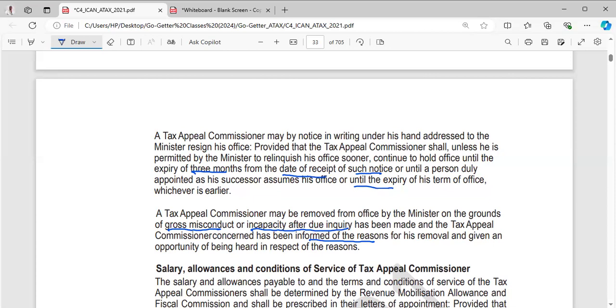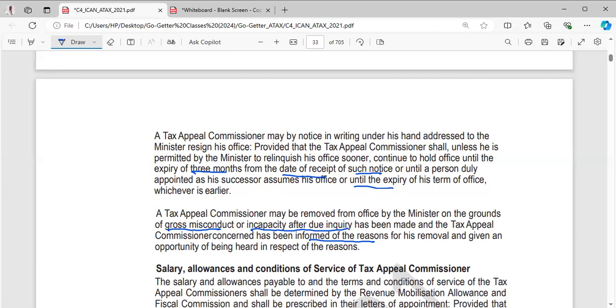So if you're talking about the tax appeal tribunal, talk about the composition. There are 5 people in a tribunal in a zone. There are 8 zones in the federation. So there are 40 tax appeal commissioners. They must have a chairman who must be at least 15 years a legal practitioner. They must also have a secretary, then other members.